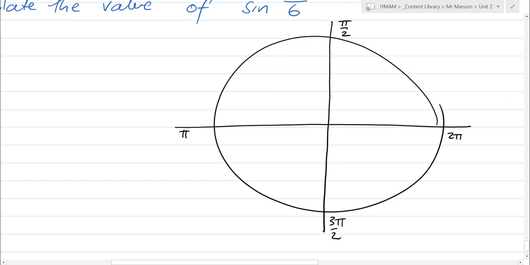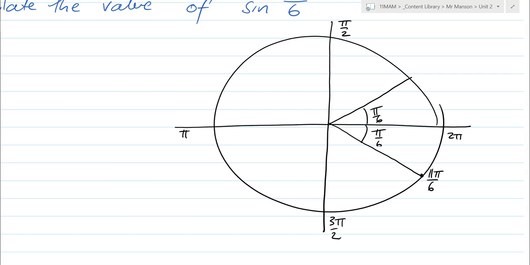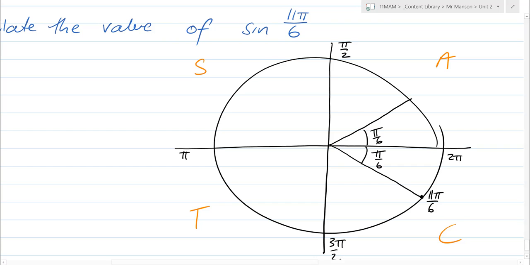So I'm going to draw that in my egg. There it is there. This is my 11 pi on 6. And the difference between 2 pi and 11 pi on 6, because this is my angle to my horizontal I want, that is pi on 6. And that's equivalent in the first quadrant to this angle, pi on 6. So I've got my 11 pi on 6 now. I do my CAST diagram, CAST, and now I can make this statement.